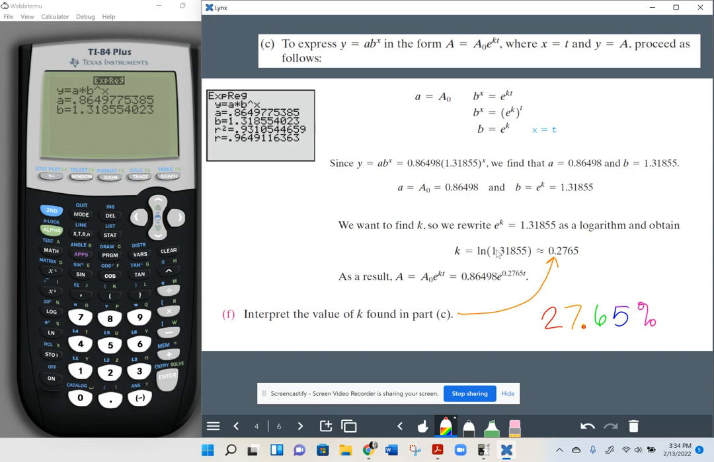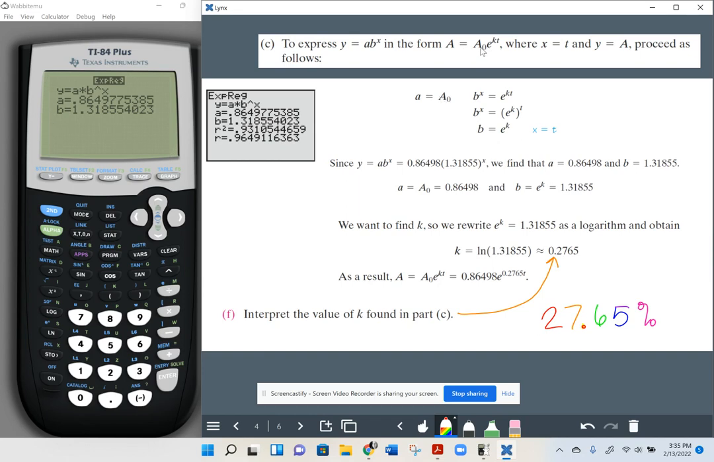So if I take the ln of both sides, the ln of e to the k and the ln of 1.31855, remember the ln and the e's cancel, so I'm just left with k. So this e to the k is equal to ln of that b number. So really, just take ln of b, and that becomes your rate. That's all that I'm saying.